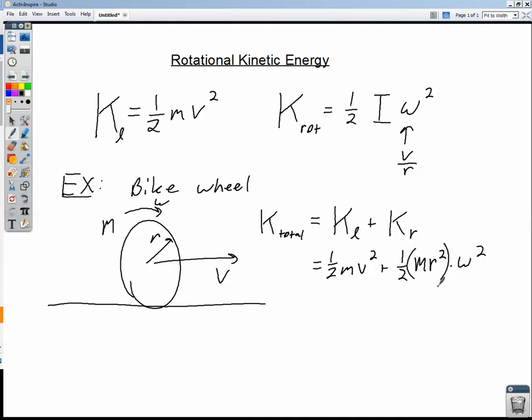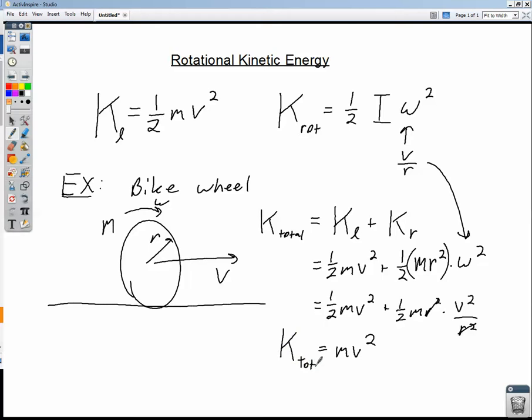Well, we can simplify this a little bit, remembering that omega here, if the wheel is not slipping, you can use the wormhole equation. Omega is equal to v over r. So let's put that in and simplify. We have half the mass times the velocity squared still, plus half mr squared times v squared over r squared. And some r squareds cancel. We see we have half mv squared plus another half mv squared. So we're looking at mv squared for the total kinetic energy of this bike wheel rolling along the ground without slipping.